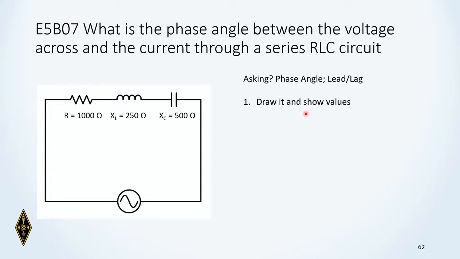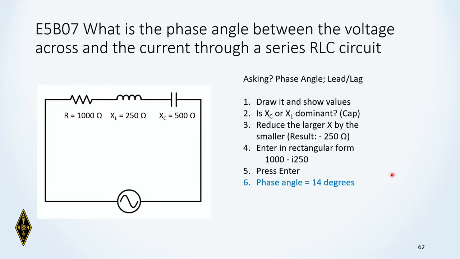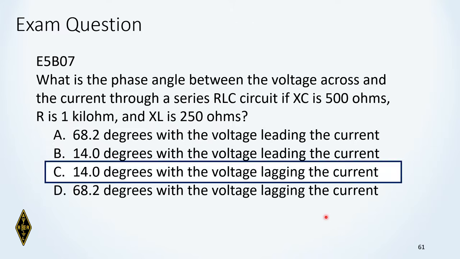So here it is again with the values in the question. Draw it, be very helpful. Show the values. Determine which is dominant, capacitance. Reduce the larger by the smaller, in this case 500 minus 250. Enter in rectangular form, 250 minus, because it's capacitance, minus J or I, 250 on the calculator. Press enter. Phase angle will come out to 14 degrees. And then using ICE, voltage is lagging the current. And that answers that question.